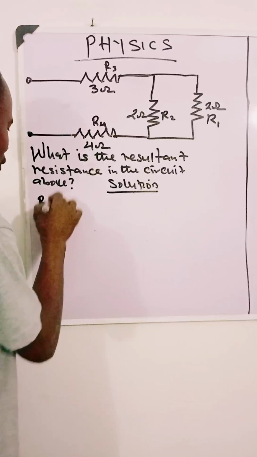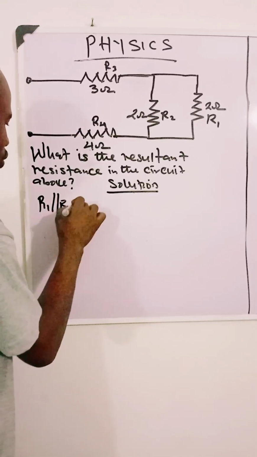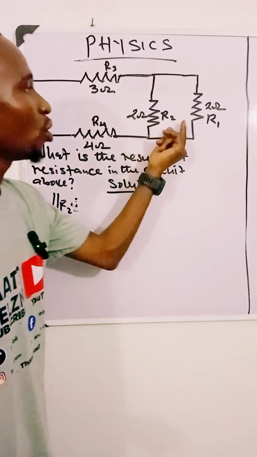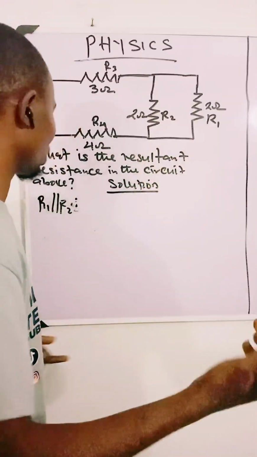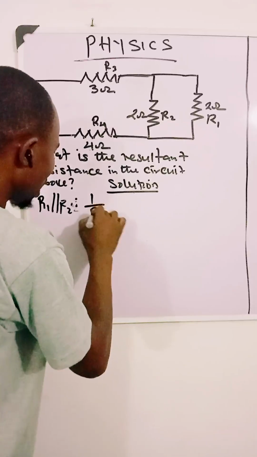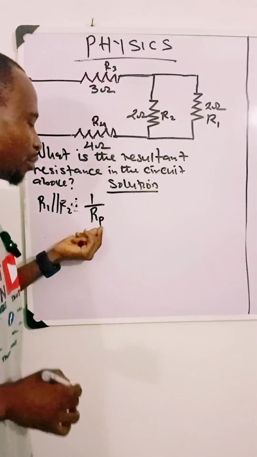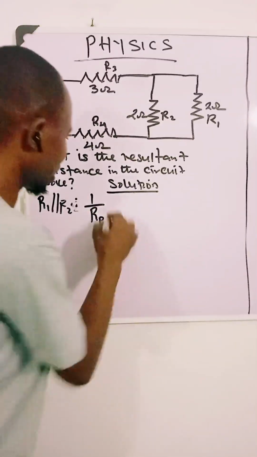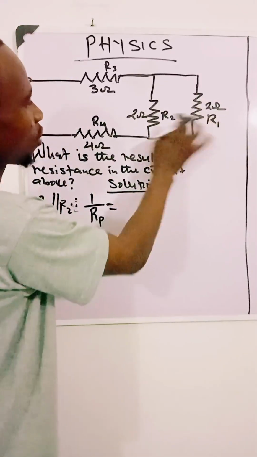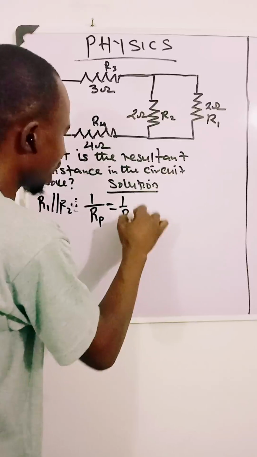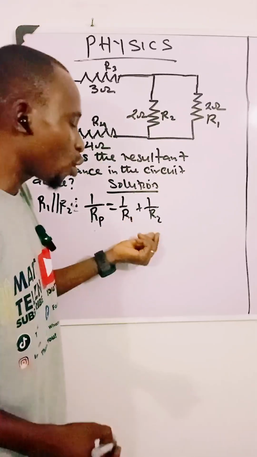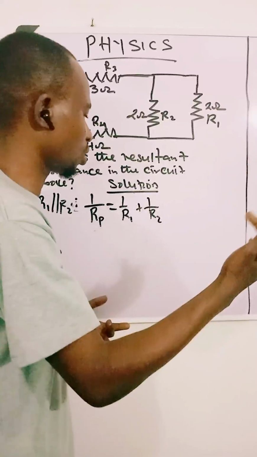So R1, which is parallel to R2, the total resistance in a parallel circuit is given as what? 1 over Rp, let me put it as R parallel, that's the total resistance, is equal to 1 over R1 plus 1 over R2. If I have more than 2, I will continue.